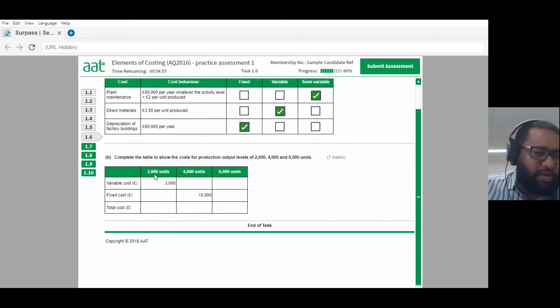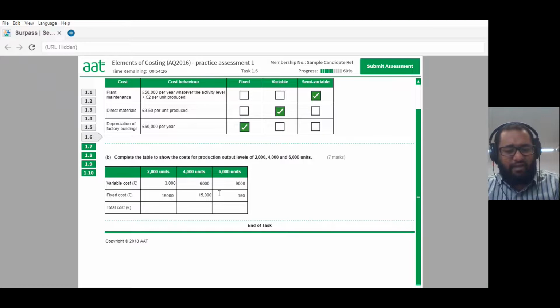If the variable cost for 2,000 units is 3,000, then 4,000 units is almost automatically going to be double that, and this is going to be triple that. Why? Because every one of those units costs £1.50 variable cost per unit. So if you multiply 4,000 by £1.50, you get 6,000. 6,000 units by £1.50, you get 9,000, and so on. Fixed cost, on the other hand, will it change with any level of production? No. That is the example of a fixed cost. Whichever level we have, we don't change that cost.